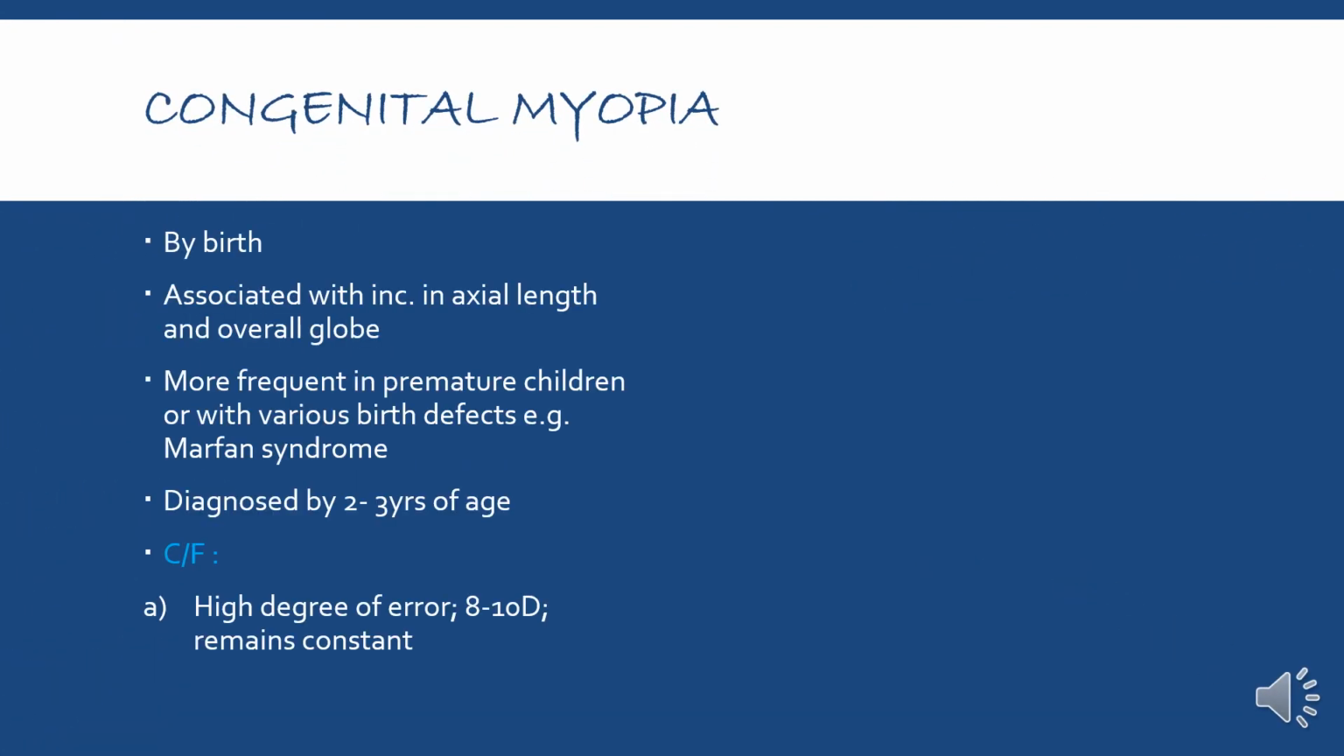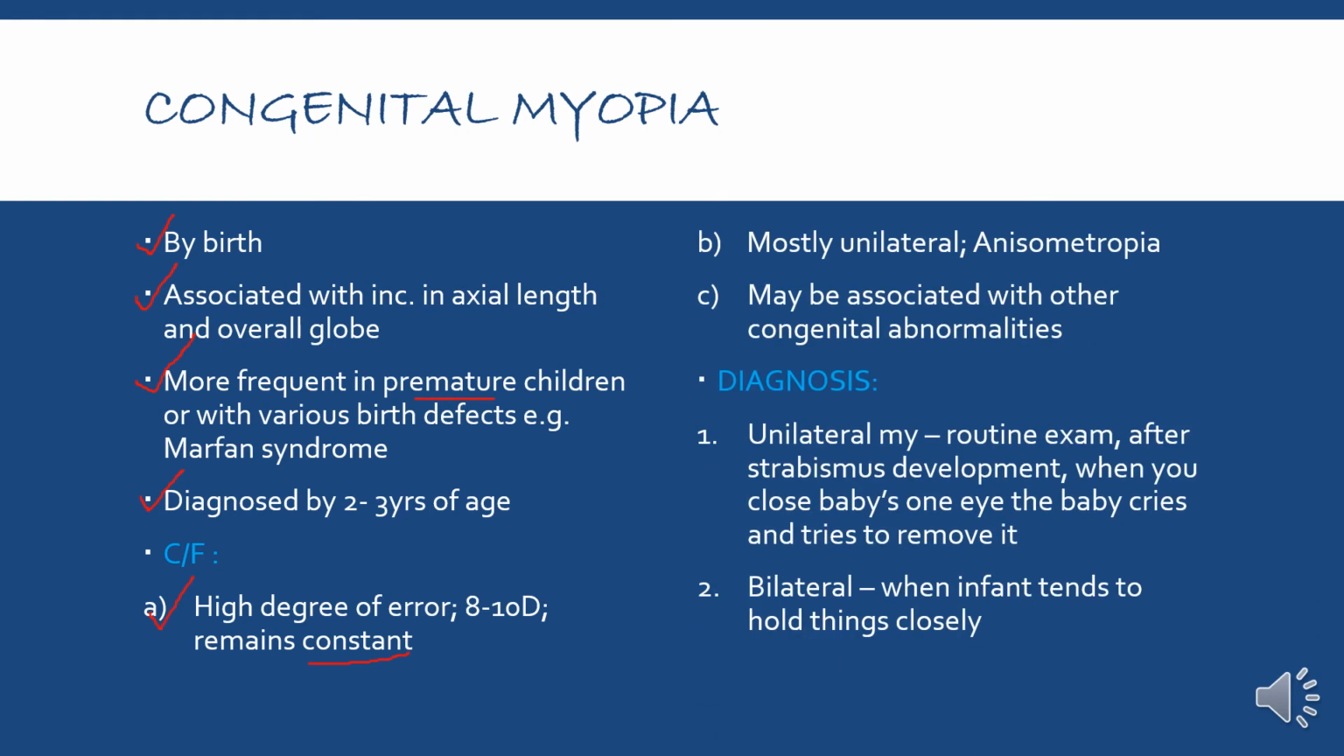So, congenital myopia. As the name suggests, it is by birth. And it is associated with increase in axial length of the overall globe. More frequent in premature children or with various birth defects. And it is diagnosed by 2 to 3 years of age. So, the clinical factors are high degree of error, that is 8 to 10 diopter, which remains constant. It is usually unilateral, due to which anisometropia happens, and this may also be associated with other congenital abnormalities.